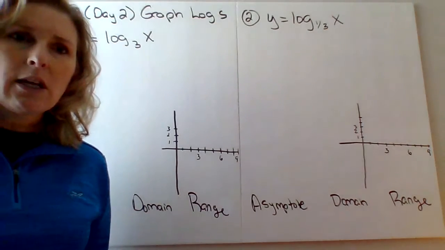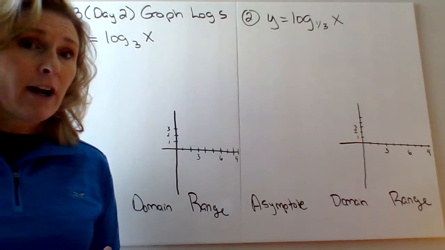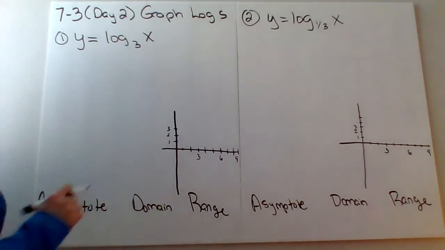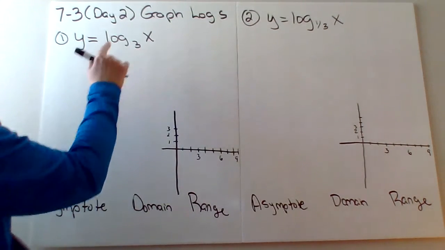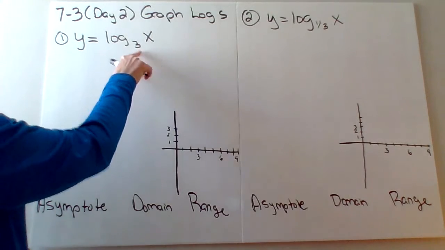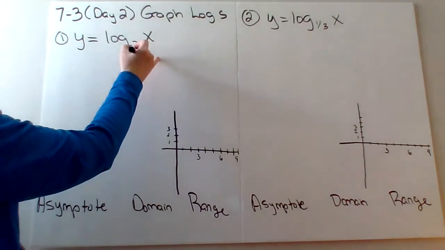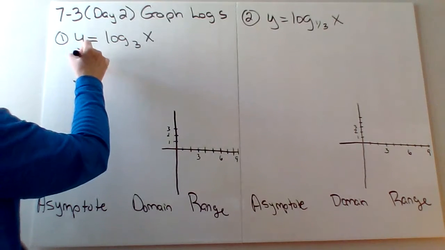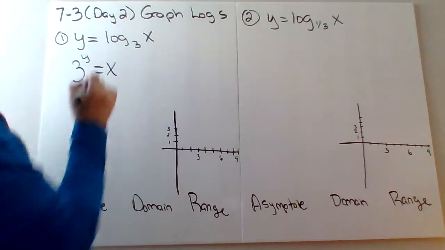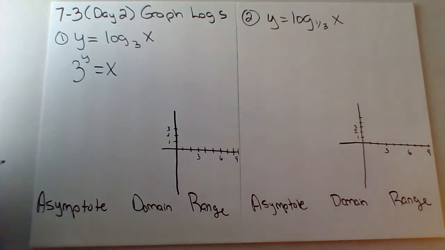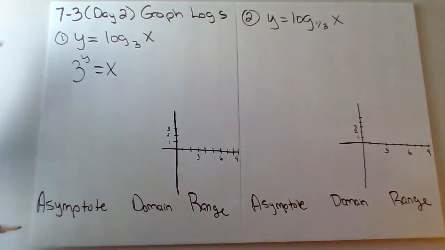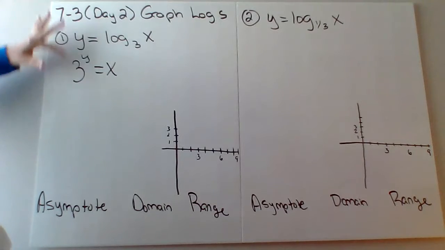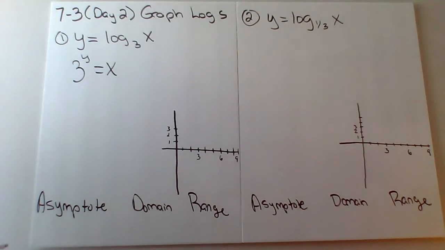Graphing logs is a little bit challenging. What I find easier is to change it into exponential form. So the 3 is the base. Let's do our drop and swap. The base is what you drop, and then the y and the x trade places. So y equals log base 3 of x, and 3 to the y equals x. These are equivalent.